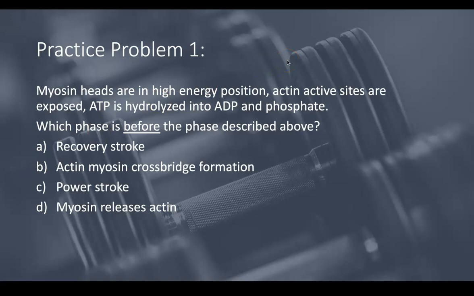So the first one is: myosin heads are in their high energy state, active sites are exposed, and the ATP is hydrolyzed into ADP and phosphate. Which phase is before the phase described above? Okay, so first we have to think about what phase is being described here, and then what phase is directly before that. So pause this video, think about it, and then come back to it.